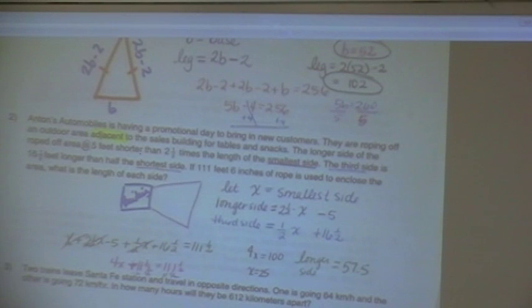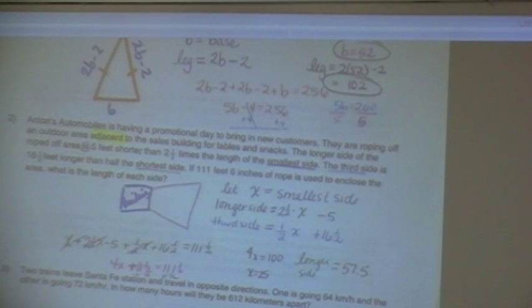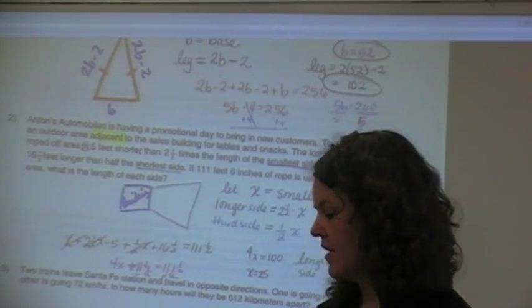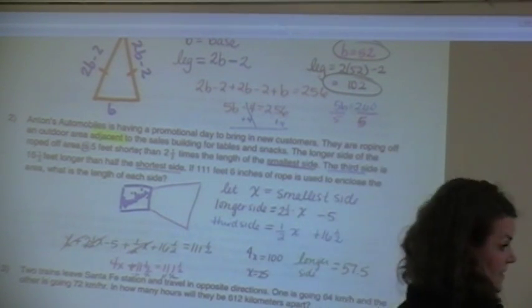Longer side times 25 minus 5. I put it in and I got... Wait, let me look where you're putting it. Okay, really quick, let me show y'all something because this is not working.